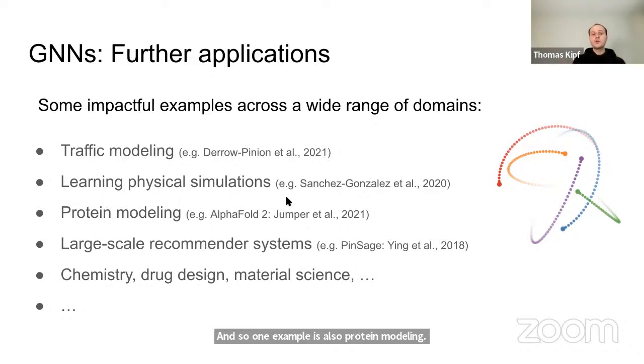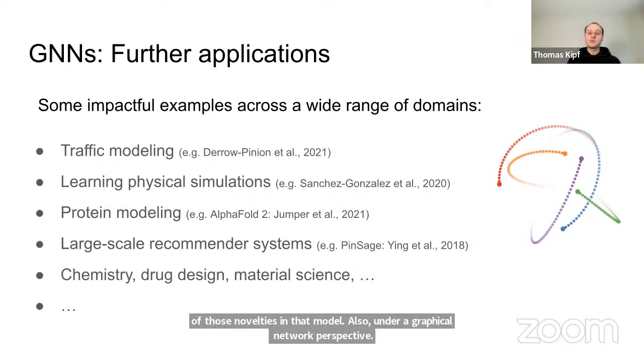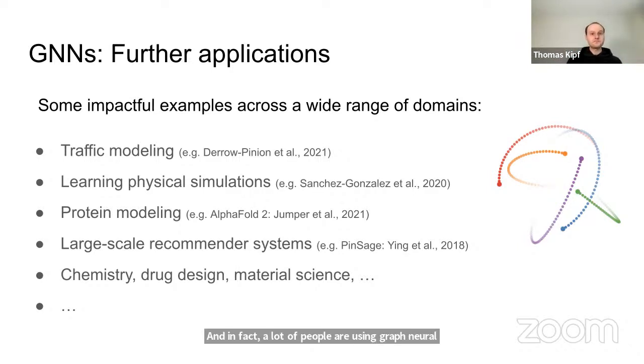Of course, AlphaFold 2 isn't really, the main novelty isn't really using something like a graph neural net, but of course this is a much bigger project. But you can fuse some of those novelties in that model also under a graph neural network perspective. And in fact, a lot of people are using graph neural networks for modeling proteins or predicting properties on proteins.